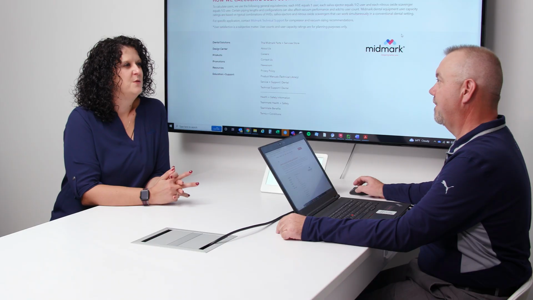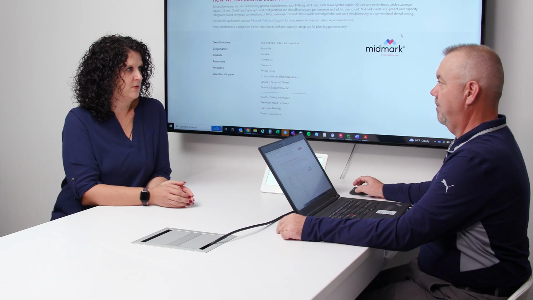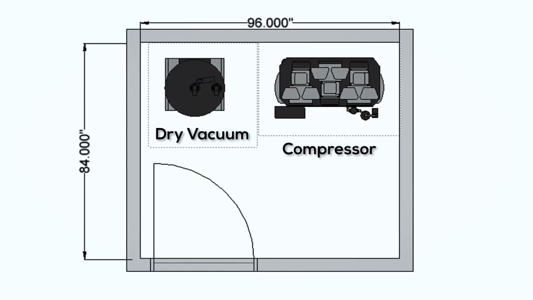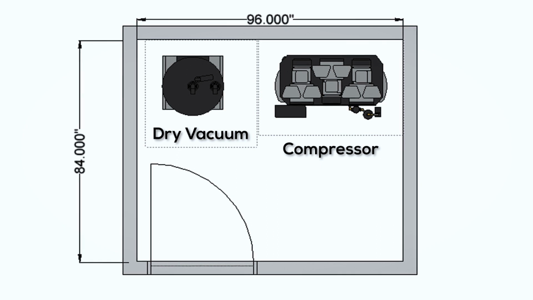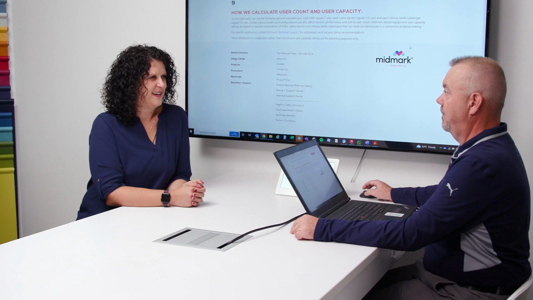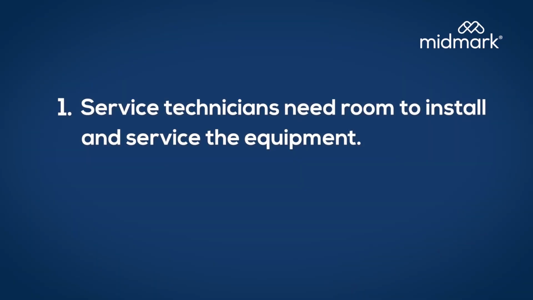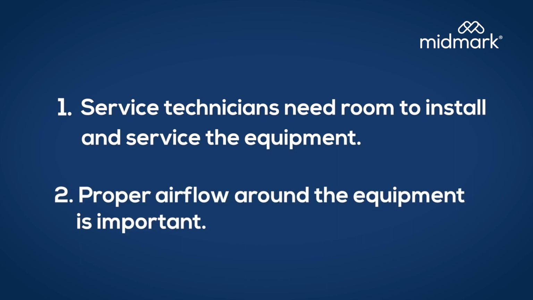Once you know the user count, you can choose the right sized equipment. So choose the right equipment, then lay it out. Yes, best practices suggest putting 12 inches of space between each piece of equipment and between your equipment and the walls. So I guess that means no closets. No, the equipment needs space for 2 reasons. First, service technicians need room to install and service the equipment. And second, it's important to have proper airflow around the equipment.